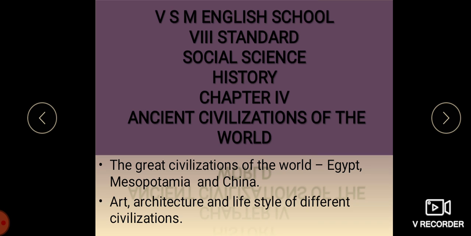Today we will move on to the next chapter on the ancient civilizations of the world. In this chapter, children, we will be studying about the great civilizations of the world, that is Egypt, Mesopotamia, and China, and we'll also be studying about the art, architecture, and lifestyle of the people.